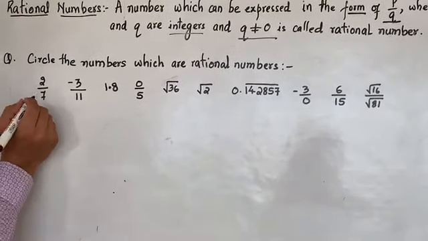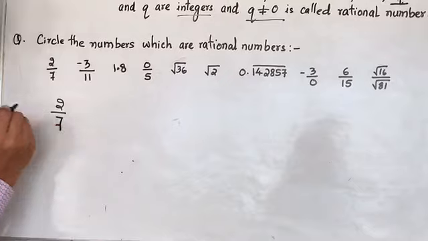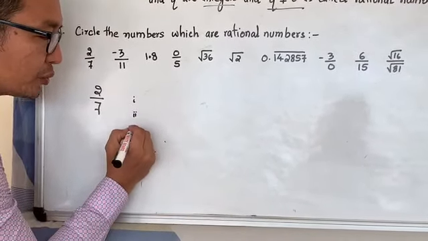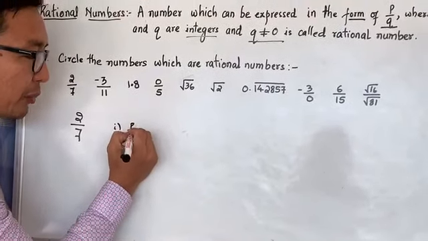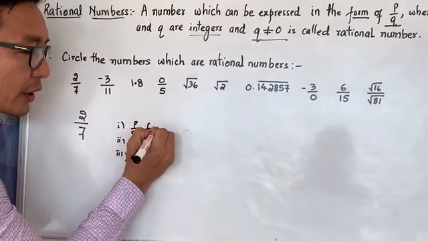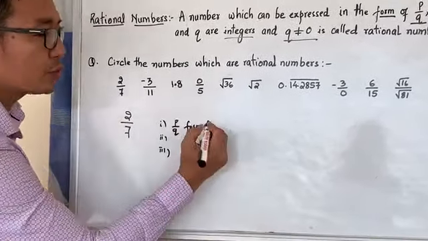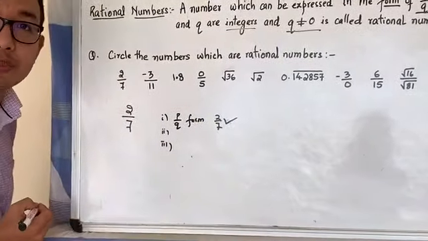So first, is 2 by 7 a rational number? 2 by 7 is of the form p by q, so the condition is satisfied.